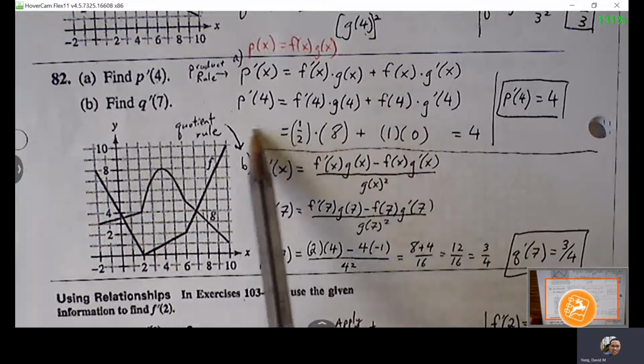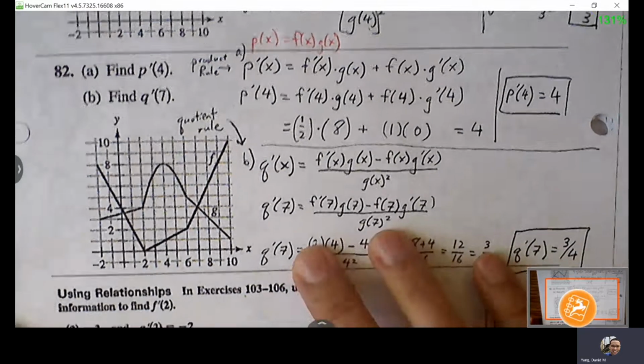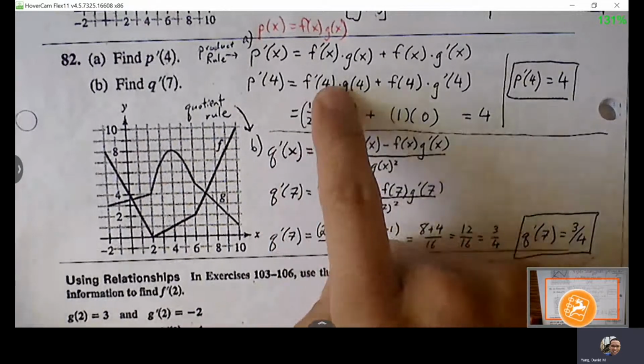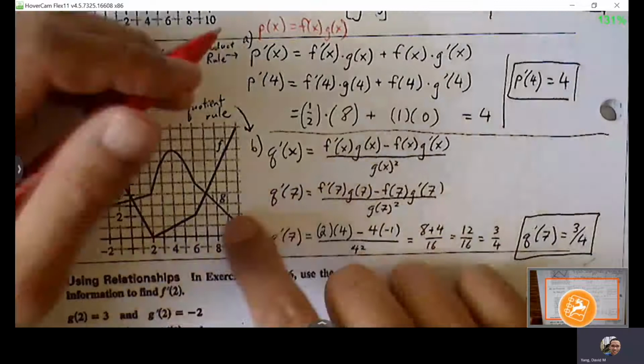Okay. So now we can go to our graph. Okay, go to our graph. I'm going to highlight the points here. Highlight the graph at 4 so we can make it easier to see here.